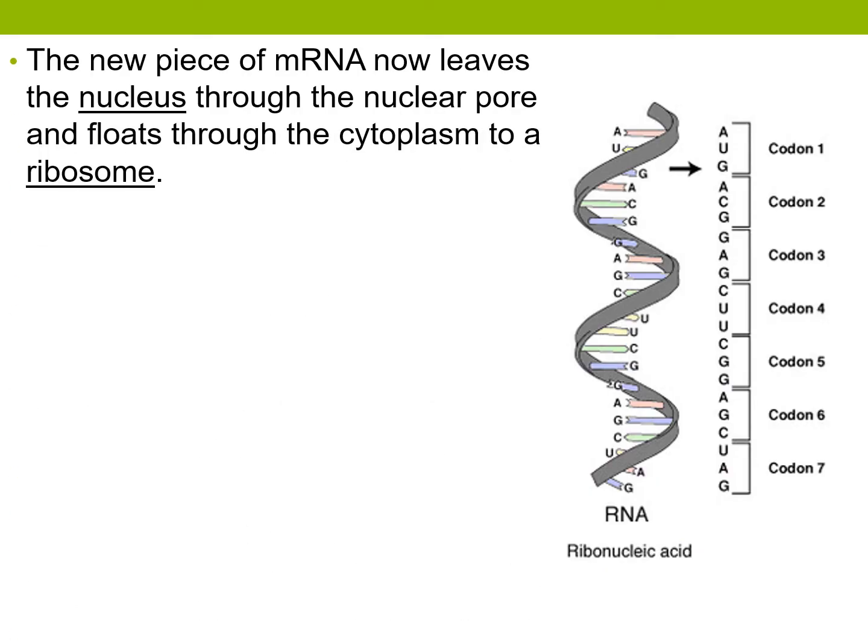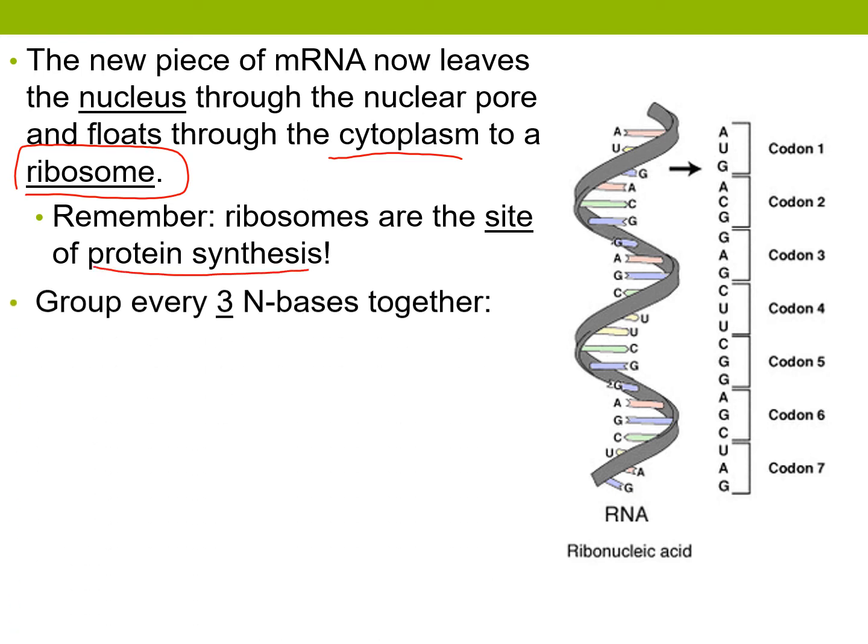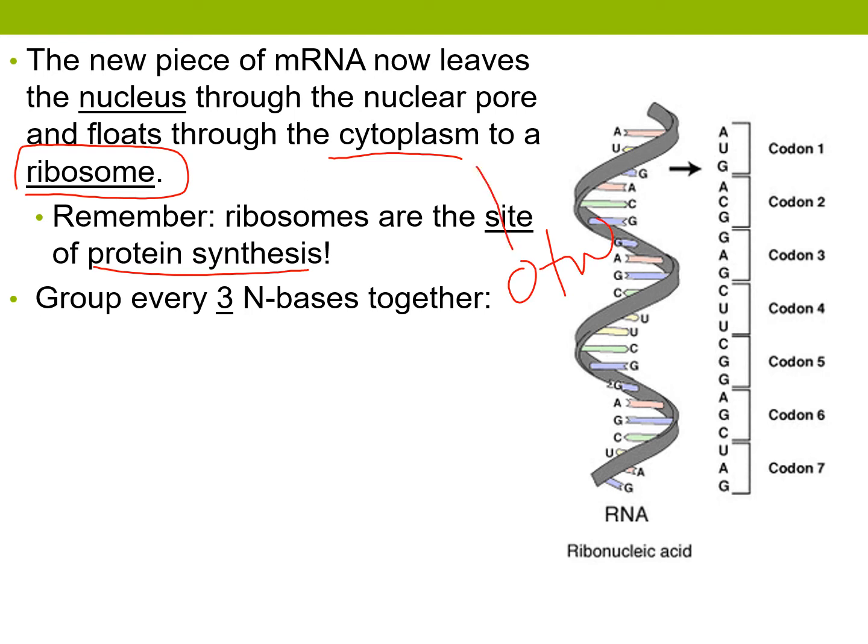All right, so the new piece of mRNA now leaves the nucleus, goes through the nuclear pores, and goes through the cytoplasm. Why? Because our final destination needs to be a ribosome. Remember, this is the site of protein synthesis. And what is protein synthesis? To make proteins. We group this, though, by every 3 bases. So why did I say OTW? Why did I say LOL? Why did I say BRB?